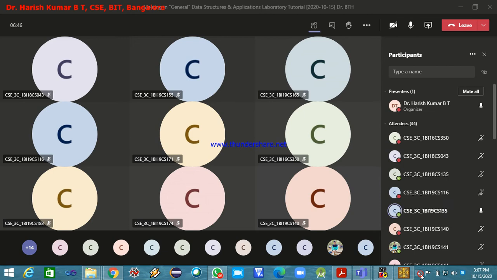Good afternoon. So today is the lab tutorial session. I will explain the fifth program. In the fifth program, there are two parts, 5A and 5B. 5A is evaluating a given postfix expression. We'll understand that, and then 5B is the Tower of Hanoi problem, the program which is based on what I explained yesterday.